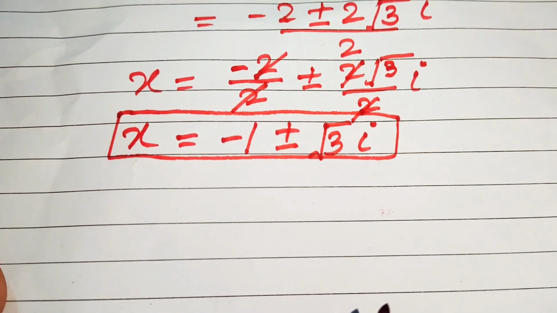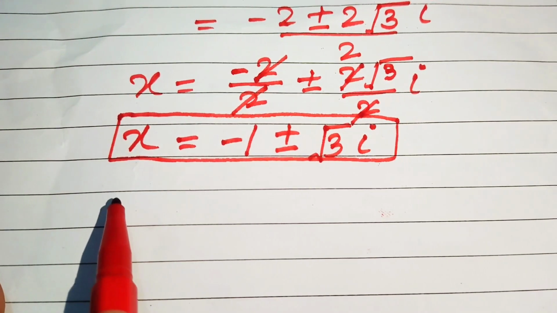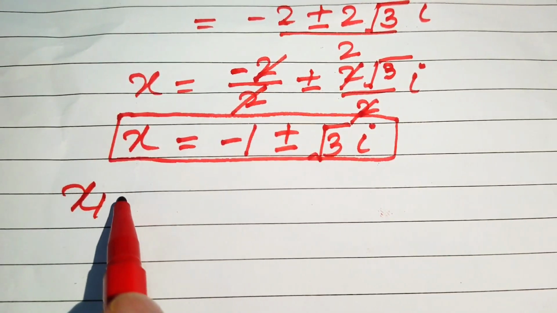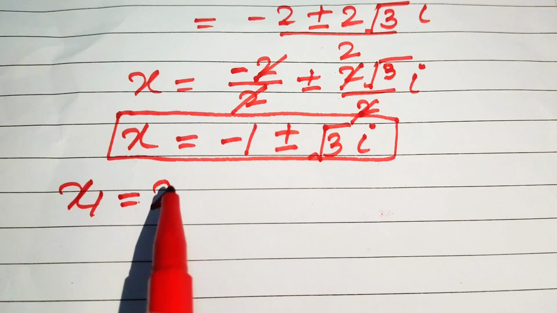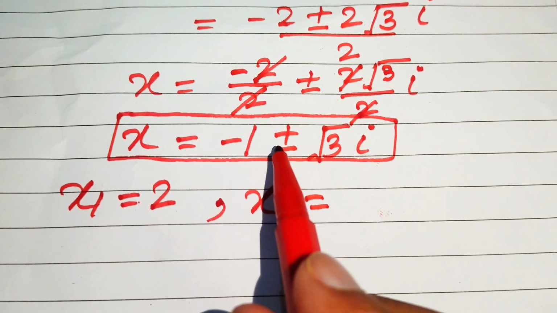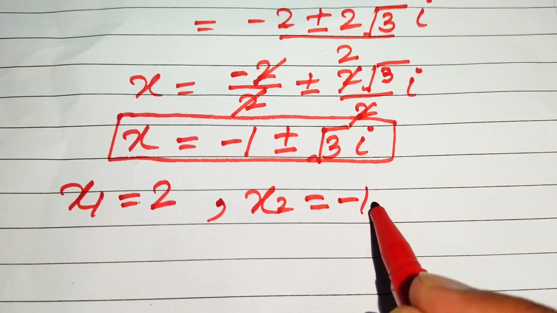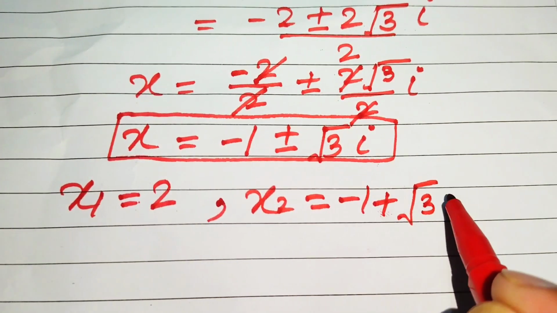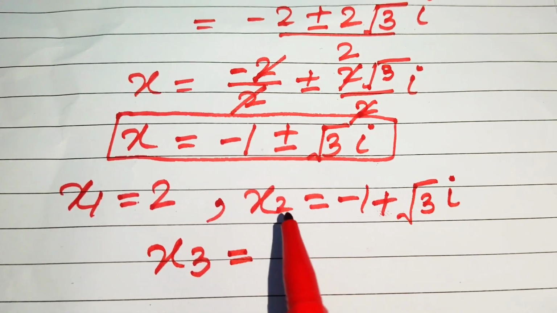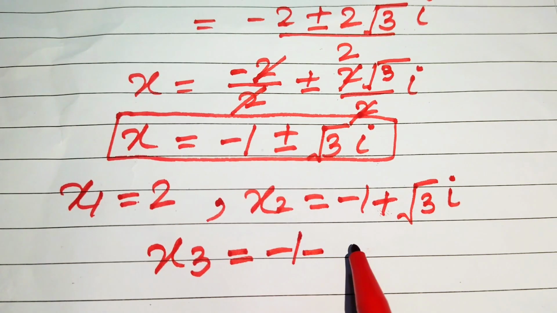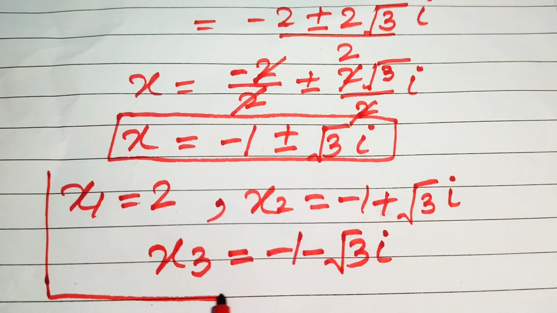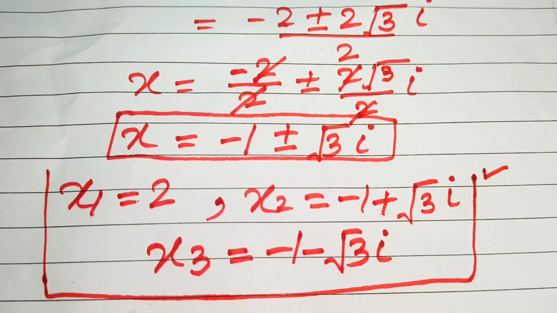Finally we have the three roots of the given equation. The first root is x1 = 2. The second root is denoted by x2, and it is equal to −1 + √3 i. The third root is denoted by x3, and it is equal to −1 − √3 i. So finally we have these three roots of the given equation.